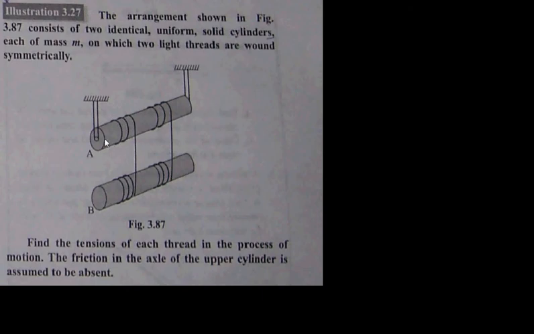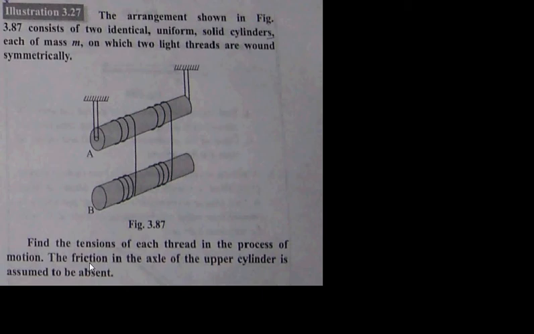We have solid cylinders A and B, both identical, and each of them has mass m, on which two light threads are wound symmetrically. Find the tension of each thread in the process of motion. When it is set in motion, at that time we need to find the tension on each string.